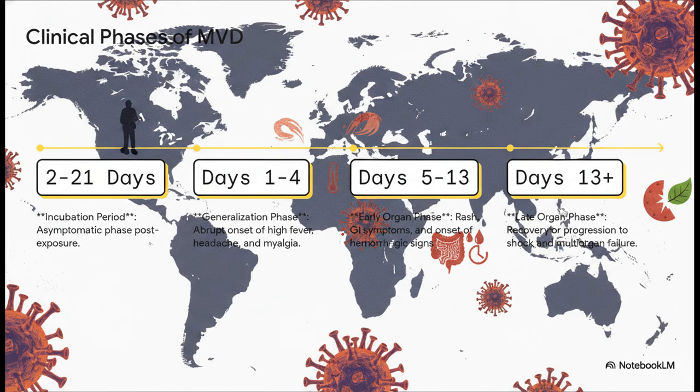You start to see a maculopapular rash, severe GI symptoms, and the beginning of those classic hemorrhagic signs. From there, in the late organ phase, the patient either starts a slow recovery or deteriorates into shock and multi-organ failure. Death, when it occurs, is typically between days 8 and 9 of the illness.